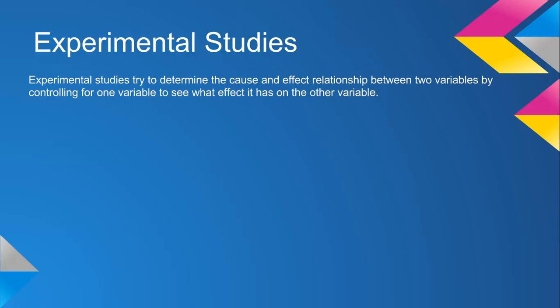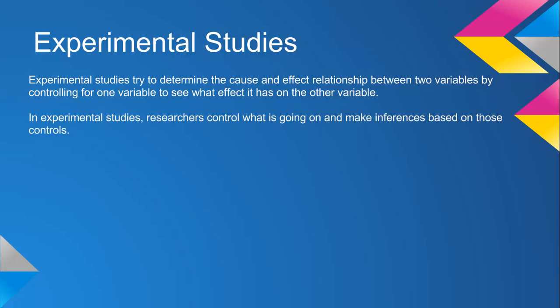Experimental studies try to determine cause and effect by trying to control for one of the variables to see what impact it has. You control for all the variables, but control for one to see what impact it has on the other variable. In experimental studies, researchers control what is going on and make inferences based on those controls.